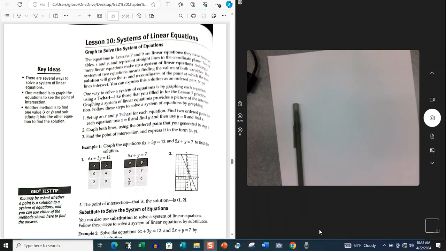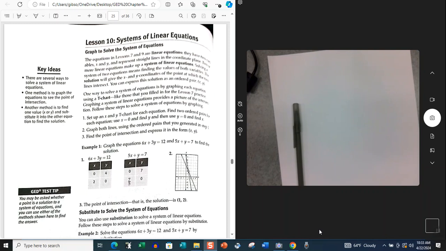Set up an x and y T-chart for each equation. Find two ordered pairs for each equation. Use x equals 0 and find y, and then use y equals 0 and find x. Graph both lines using the ordered pairs that you generated in step 1. Find the point of intersection and express it in the form (x, y).